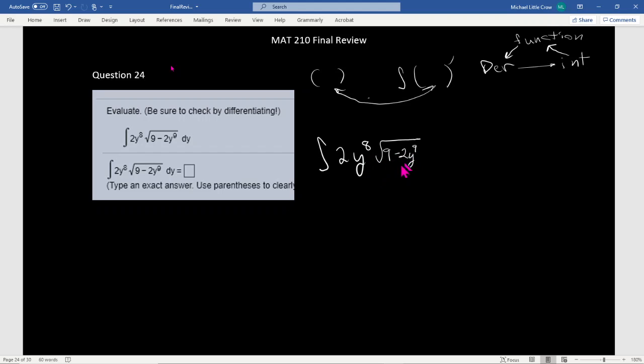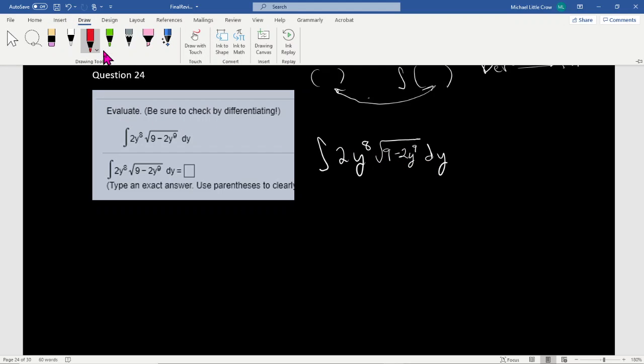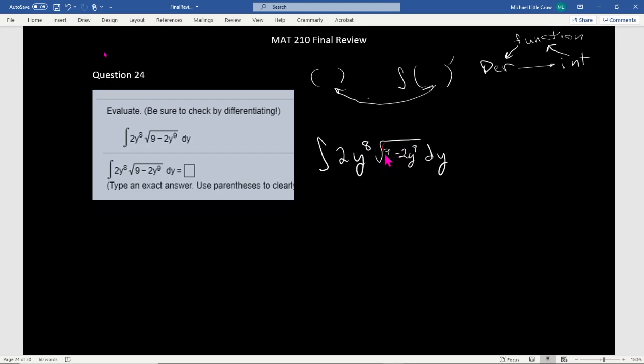And what we have to be able to do is spot inside and outside. So I'm going to emphasize we're inside the radical here. And in a moment when we rewrite this, we're going to make this to the 1/2 power, because that's really how we're going to be able to integrate it. Whatever the inside is, that's what we want to make our u. Again, you choose. 9 minus 2y to the 9th.